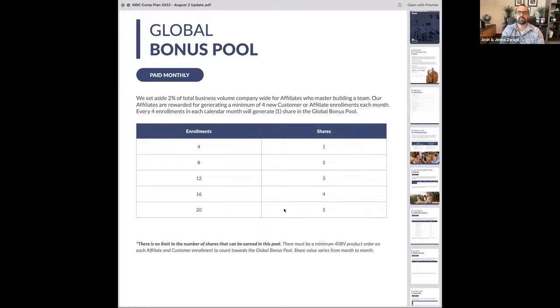So think of it this way. You come into the business, you're brand new, and you get 2 customers that have a 40 BV order, and you get 2 affiliates that have a 40 BV order. You just got 1 share in the pool. 4 people, you got 1 share. Then you go out and you get another 4. So now you have 8. Now you have 2 shares. Then you get 20. Now you have 5 shares.